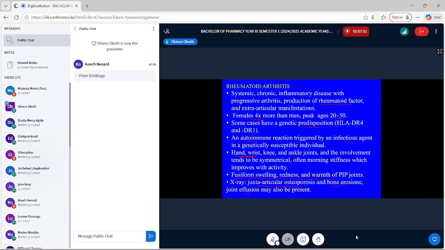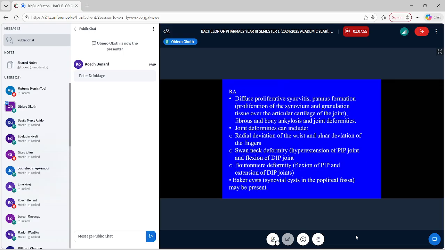Okay? We have synovitis, meaning there's inflammation of the synovium. There's pannus formation, meaning there's intense inflammation with granulation tissue. There'll be fibrosis. The joint will be fused. That's what we mean by ankylosing. And then, of course, the joints also will be deformed. I'm going to show this in a picture. Okay? You can even also have what we call a Baker cyst.